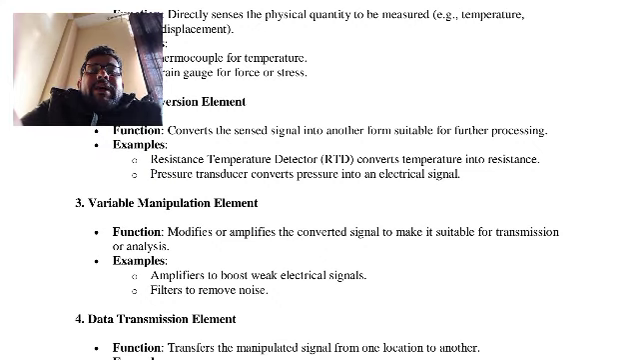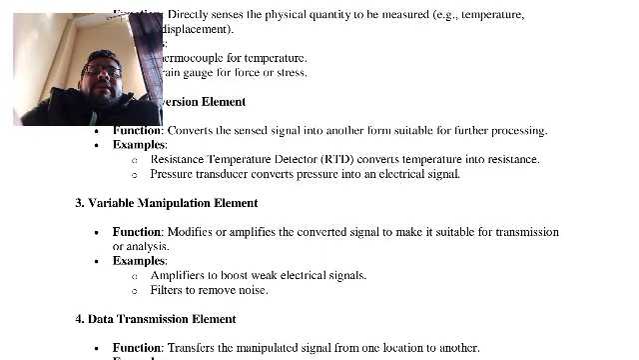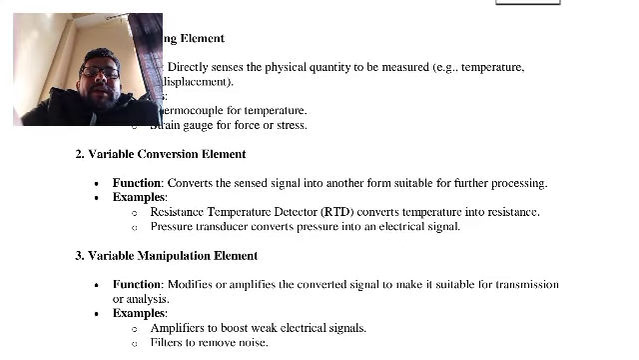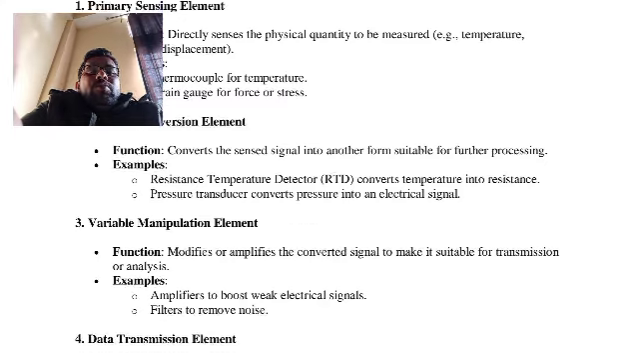As an example of variable manipulation, if the signal is very low, we can use an amplifier or pre-amplifier to boost the low voltage signal into a high amplitude signal. A filter is used to remove noise. If the signal we have got from the previous output, like the variable conversion element, has more noise, we can use a filter to remove the noise.